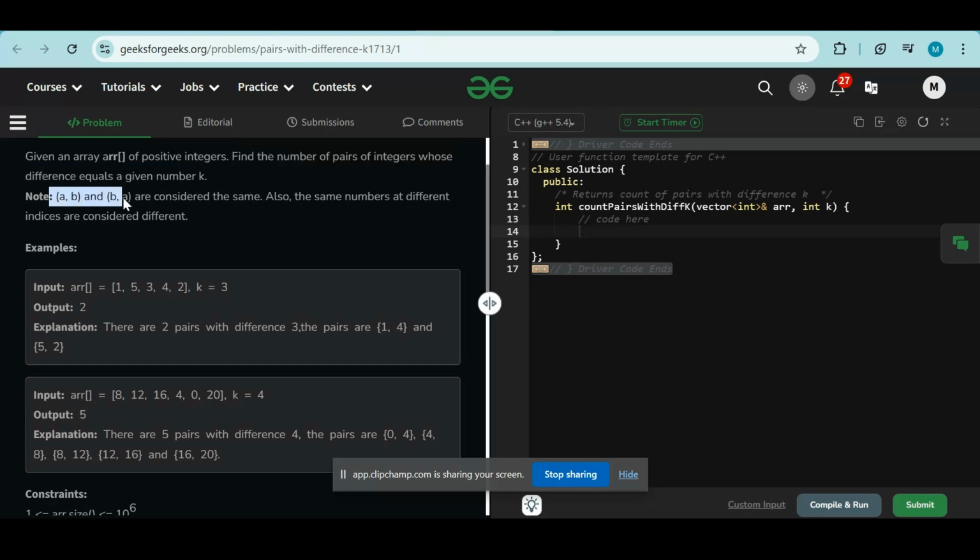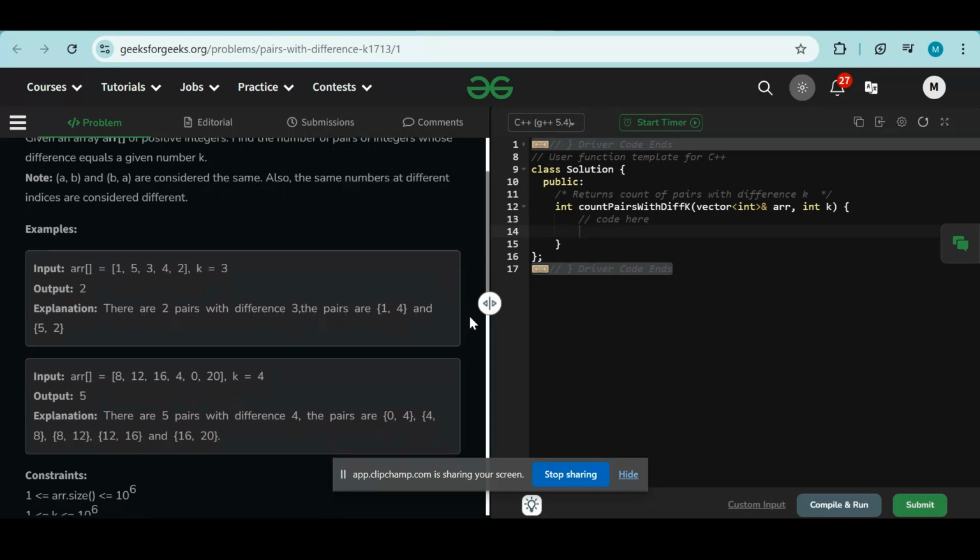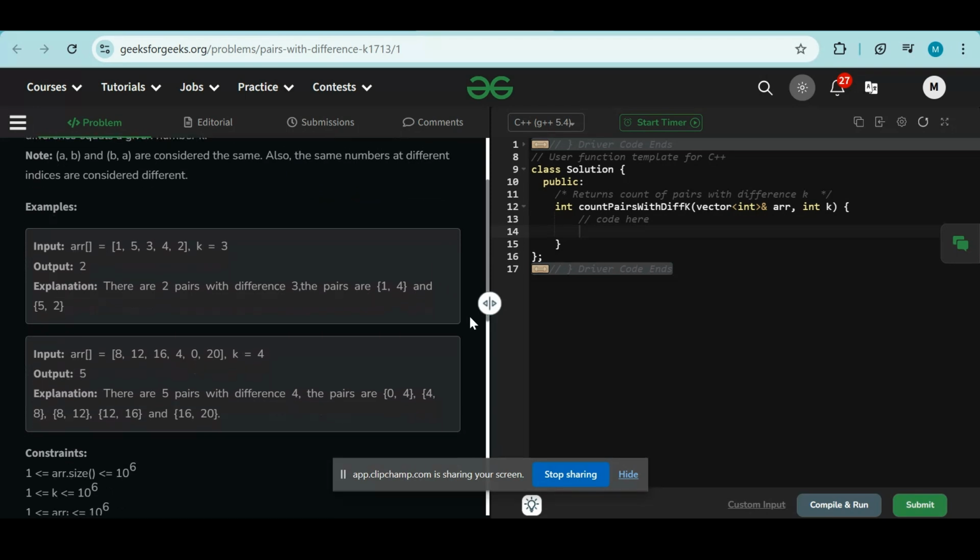Now, the pair (A, B) and (B, A) are considered the same, while the same numbers at different indices are considered different. So we have to consider the difference between two numbers like 1 and 5, and then 5 and 1, to be counted only one time. We are given an array 1, 5, 3, 4, 2 and the difference k equals 3. So we have to find the number of pairs whose difference is 3.